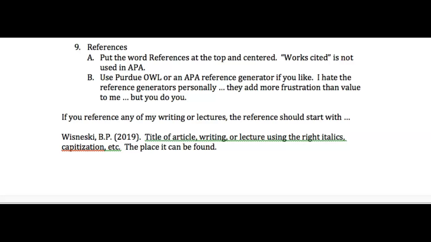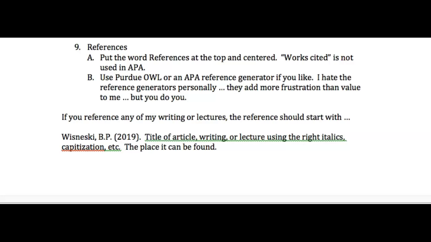That is an MLA thing, and in other majors that may be the writing style that you use, but on the sociology side of things, we use APA. And so that's one of those things you'll have to move back and forth as you go through your academic career. But in APA, it's the word references at the top and centered, and then write your APA references.